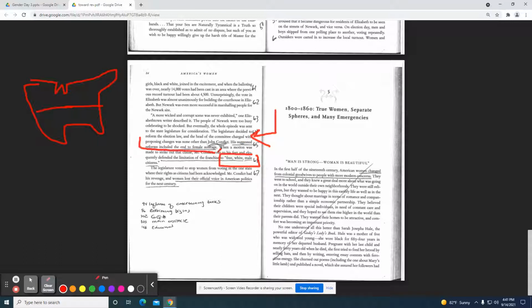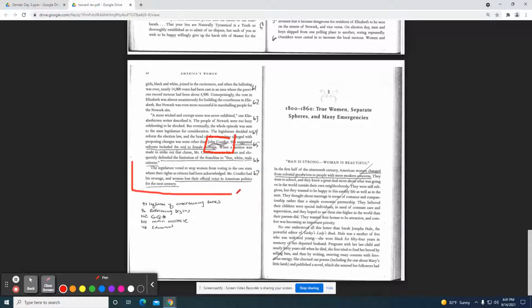Women are not going to vote, but it's interesting to point out here that at this point, in the state of New Jersey women were allowed to vote, but as a result of this individual here, Mr. John Condit, they wind up reversing that particular law. Legislator voted to stop women from voting in the one state where the rights of citizens had been acknowledged. Mr. Condit had his revenge, and women lost their official voice in American politics for the next century. And that's it for the American Revolution piece.